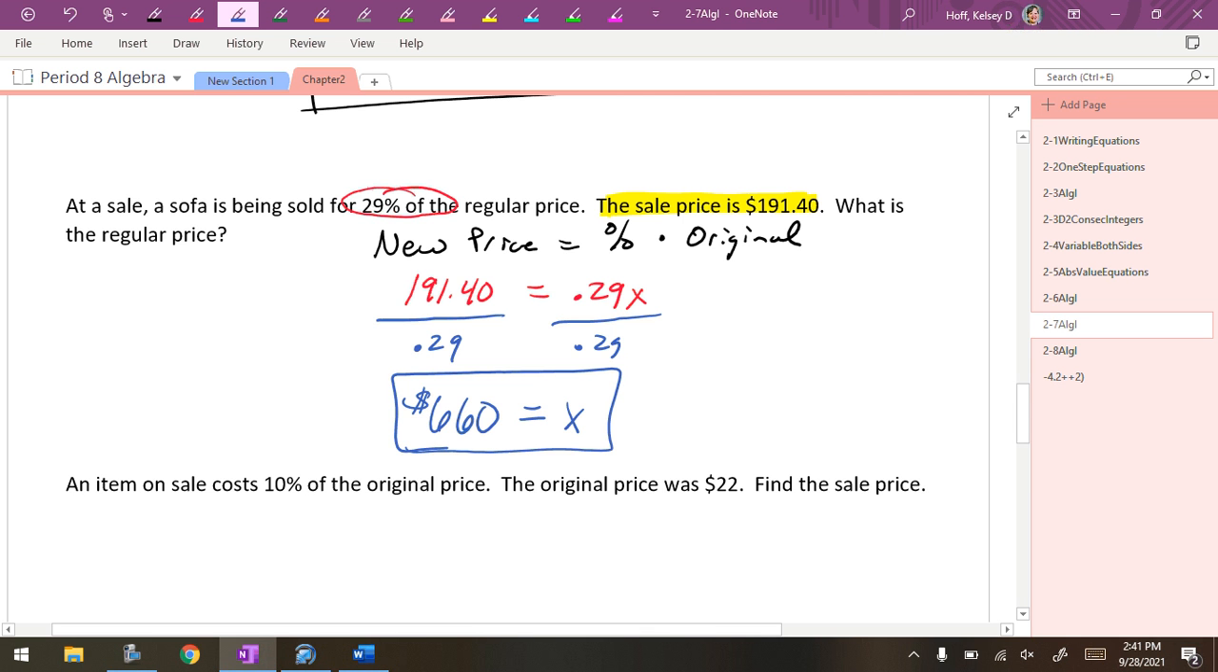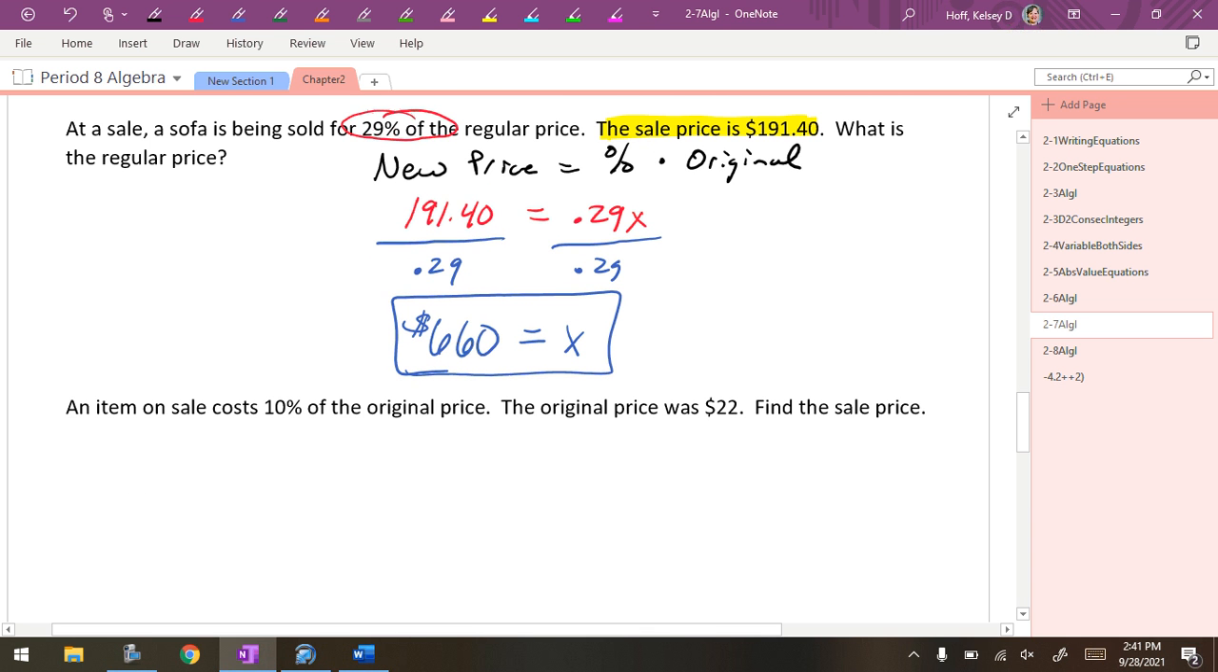Try the next one on your own. An item on sale costs 10% of the original price. The original price was $22. Find the sale price.